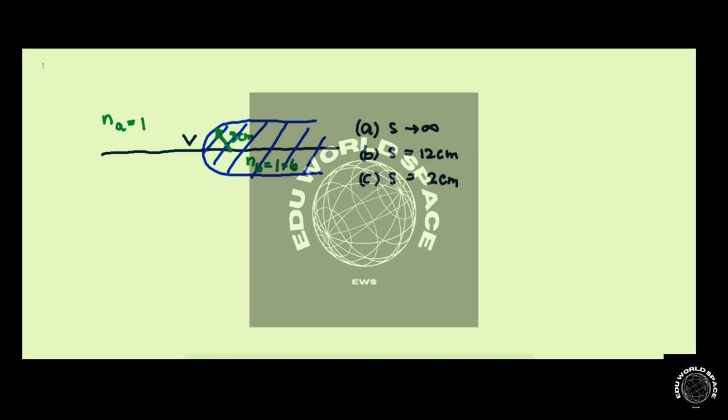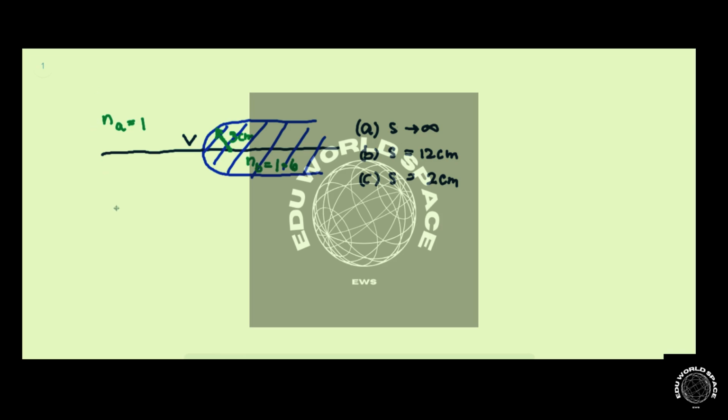And this problem has three parts. For all three parts, we're asked to find what the image is if the object is located at A, B, or C, where in part A, if the object is at infinity, we have to find what the image is that corresponds to that, and so on for B and C for their particular numbers.